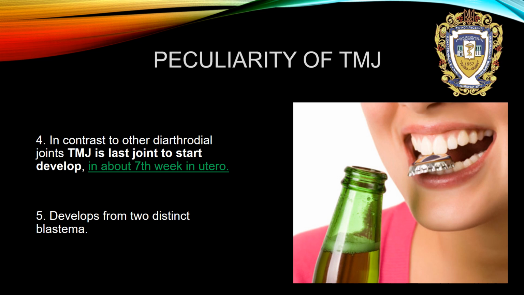In contrast to other diarthrodial joints, the temporomandibular joint is the last joint to start developing, in about the 7th week in utero. And you know that the TMJ develops from two distinct blastemas.